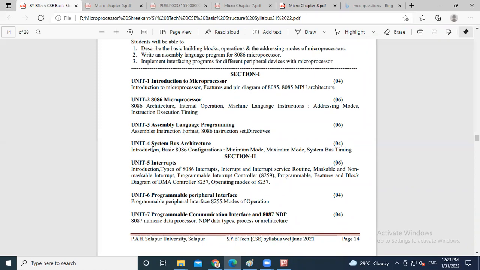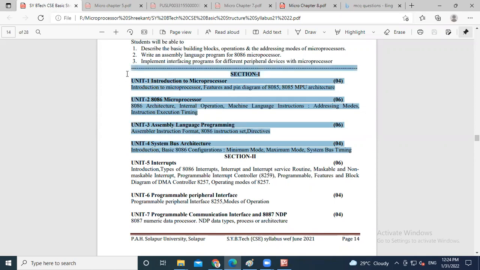In unit number 4, we studied system bus architecture. In that, we studied two configurations, minimum mode configuration and maximum mode configuration, and also system bus timing. This is the entire portion of section 1 of the syllabus. We just have to study the working functionality from the introduction to the system bus.